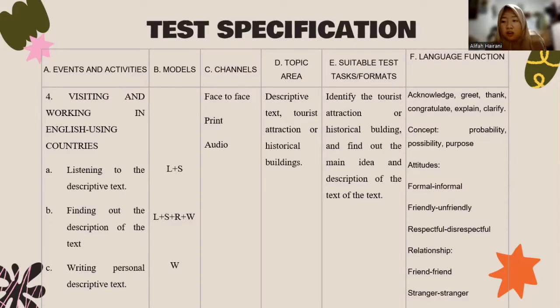And for the last one, writing, we use the writing skill. We also have face-to-face and print for finding out the description text, and for the audio, we use listening to the descriptive text. The topic areas are descriptive text, tourist attractions, or historical buildings. Suitable test formats: identify the tourist attraction or historical building, and find out the main idea and description of the text.